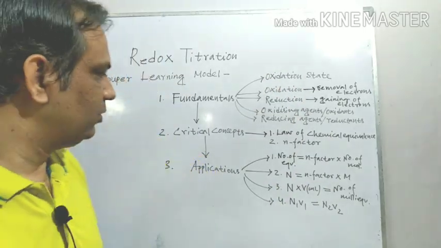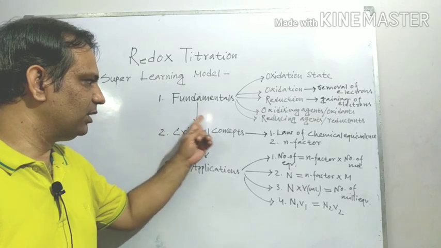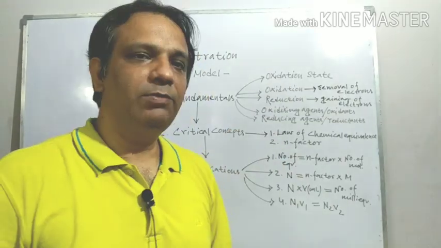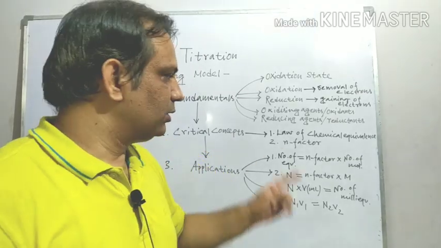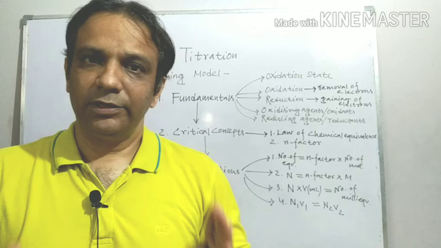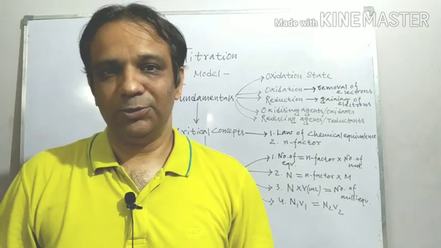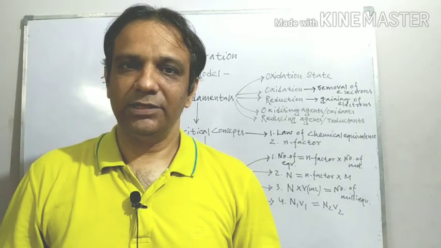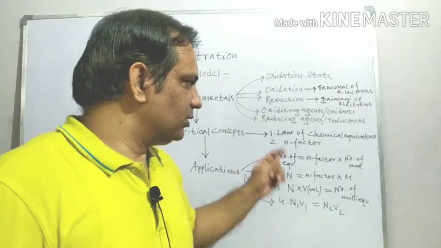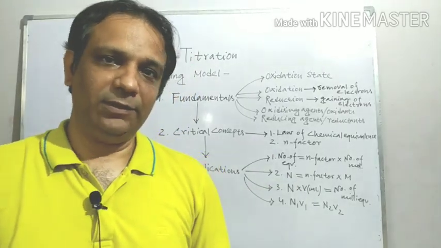The second part, which is very important, that is the critical concept. Here, two concepts are there, that is the law of chemical equivalence. This is a very important law. By using this law, without writing the complete reaction, you can solve the question. So that is the significance of the law of chemical equivalence. And the second concept, that is the N factor.